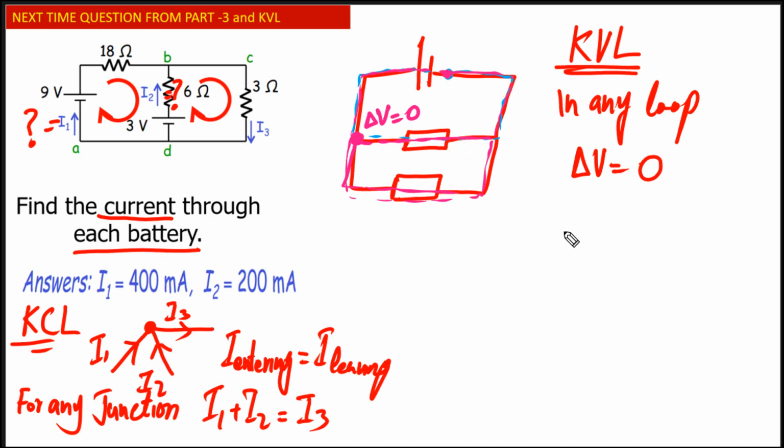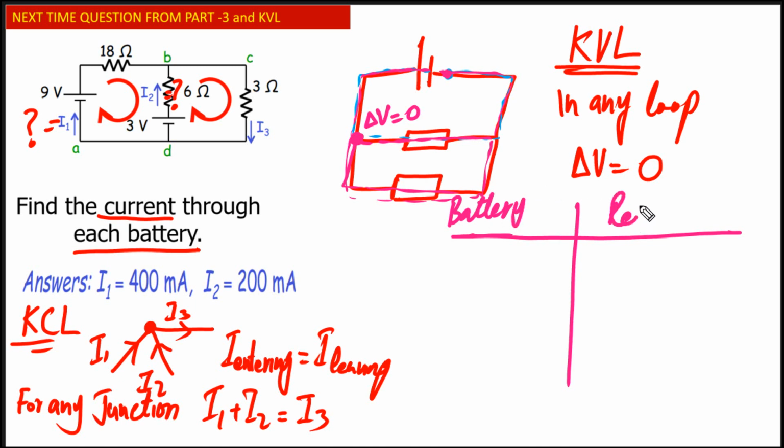There are some more points we need to understand. We will be very good at answering this type of question if you understand these points as well. Now let me explain to you about the battery and the resistor. We will follow these conventions. For a battery, if we go from the positive terminal to the negative terminal, the voltage will drop, V will be minus. And if we go from the negative terminal of the battery to the positive terminal, V will be positive, we will gain voltage.